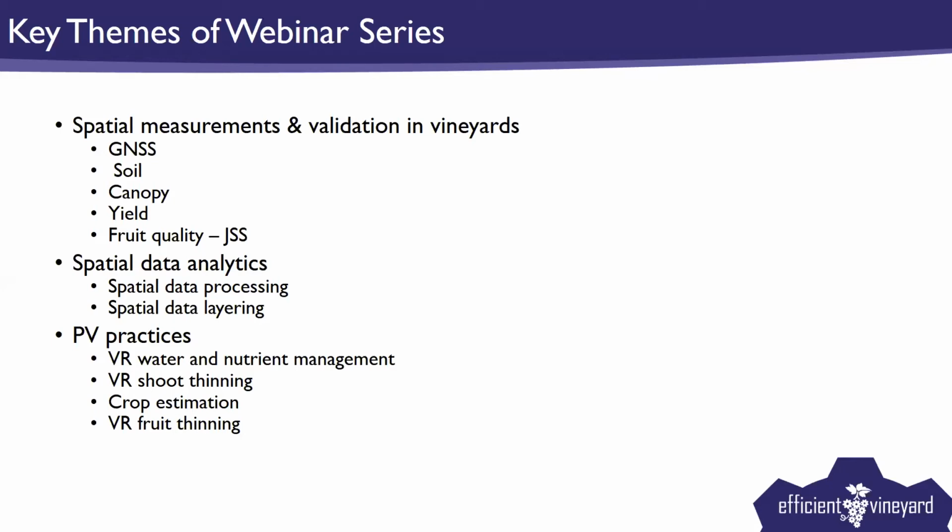And then same thing, canopy, yield, and fruit quality, with some new sensors in development to get a spatial quality map. So we all want to know how ripe our fruit is, or different quality parameters if you're in wine production. So how can we look at those spatially across the vineyard as well?